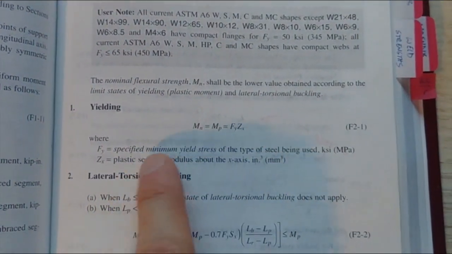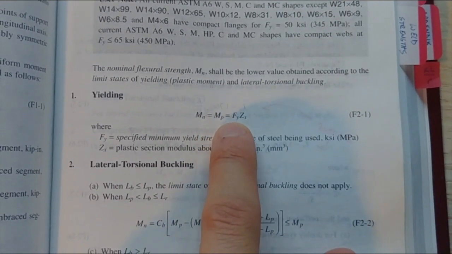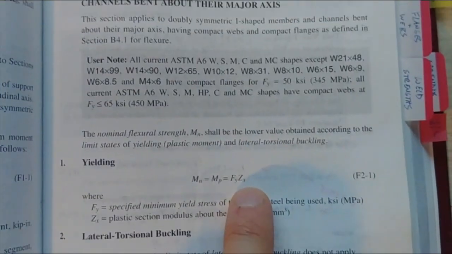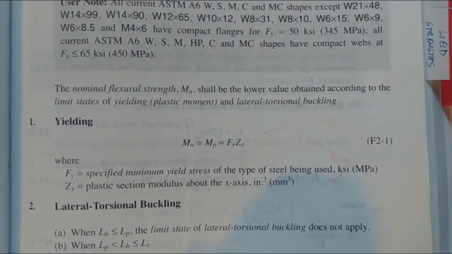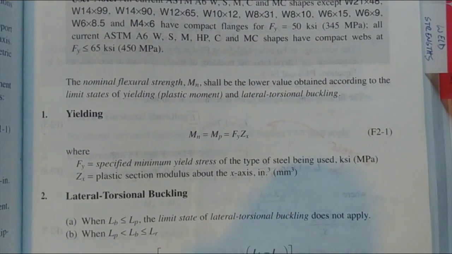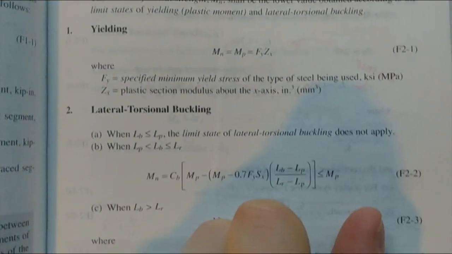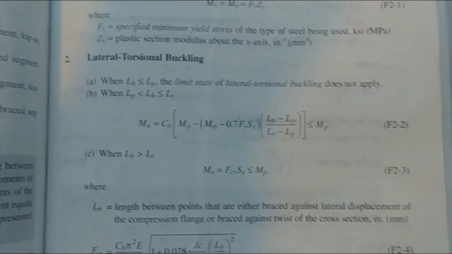So section F2, yielding is just Mn equals Mp, or plastic moment, which equals Fy Zx, because that's the plastic section. Well, we've already solved for that previously, and we know that equals 60 kip-feet, which is greater than Mu of 14 kip-feet. So we know we're good there. That checks out. So next we need to check lateral torsional buckling.